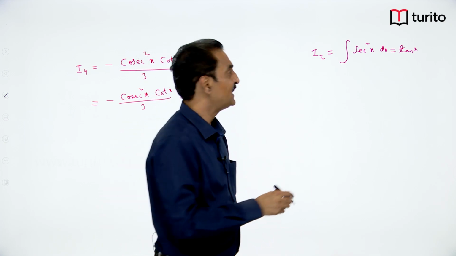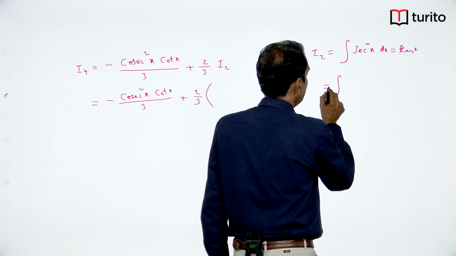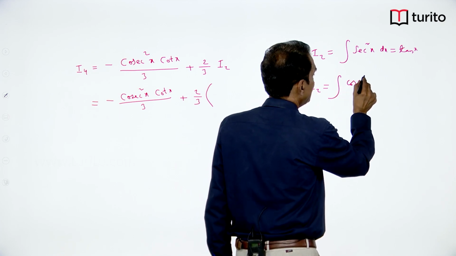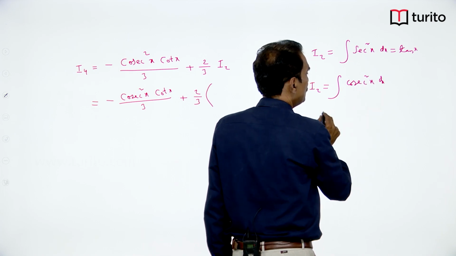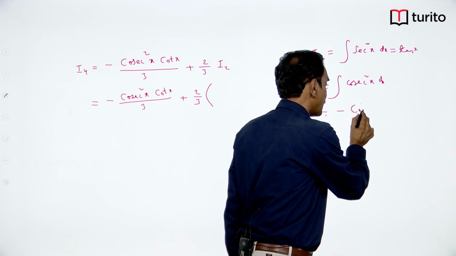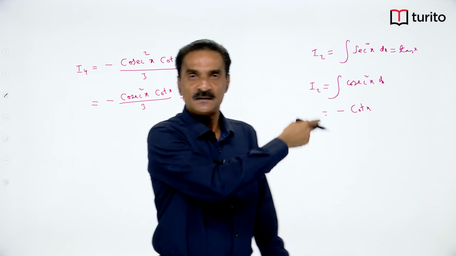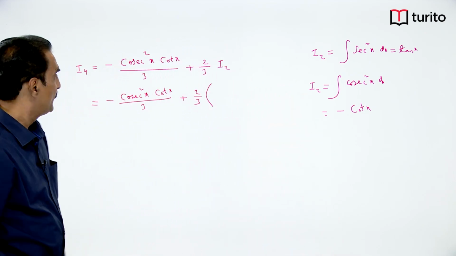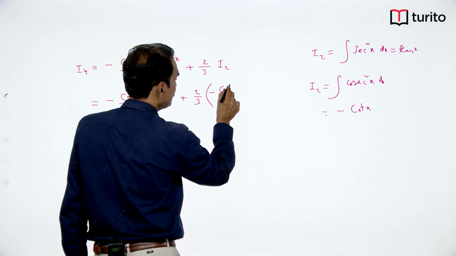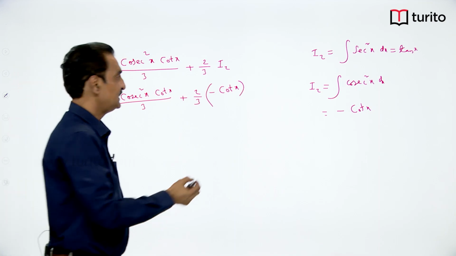Similarly, in case of cosecant also, I2 is equal to integral cosecant square x. What is the integral of cosecant square x? Minus cot x. So, after getting I2, do not apply the formula, directly write I2. What is I2 here? Minus cot x, integral cosecant square x plus c, that is all.